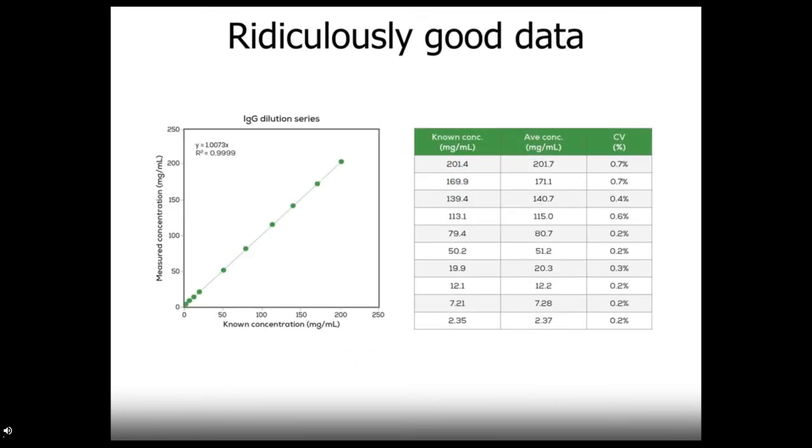Now here's a look at linearity, accuracy, and precision. This shows an IgG dilution series of 8 replicates from 2 micrograms per microliter to 200 micrograms per microliter. The close agreement between the target concentration and the average measured concentration shows off Lunatic's spot-on accuracy within 2% of the expected value, with an R-squared value of 0.9999. The low CV values across the dilution range help show off its precision.